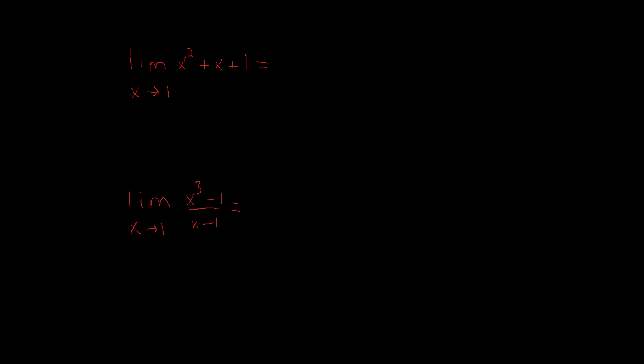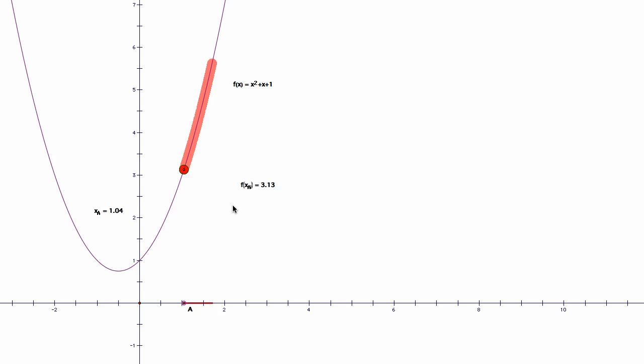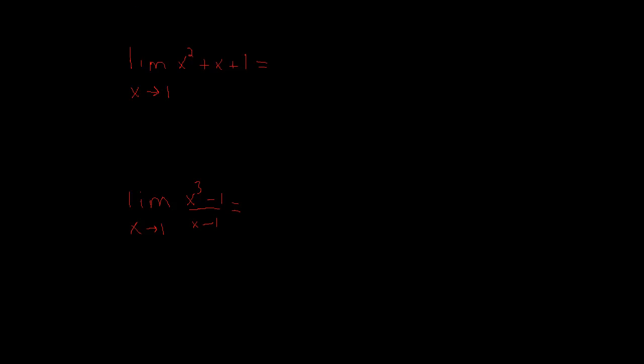One thing you'll notice is that if you take your function and just ask, where does 1 actually get sent to? 1 actually gets sent right here to 3. So it makes sense that if I take the value I'm approaching and plug it directly into my function, I should get my limit.